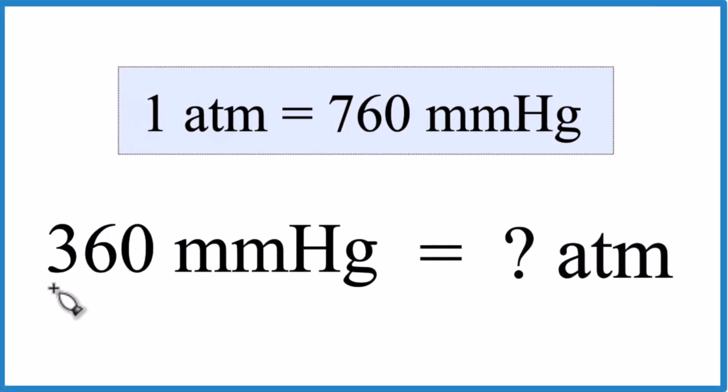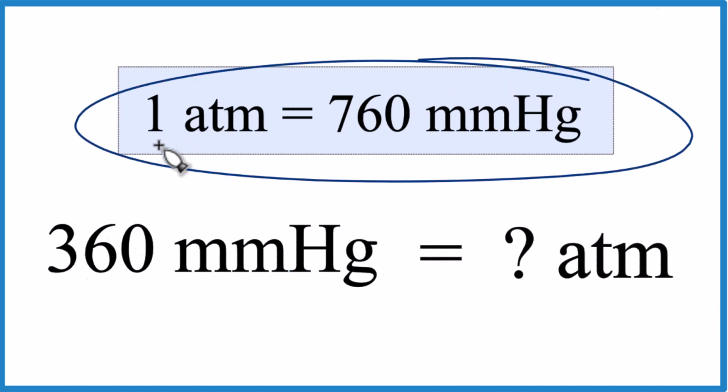Here's how you convert 360 millimeters of mercury to atmospheres. So to do this, we need a conversion factor. This is our conversion factor here. 1 atmosphere equals 760 millimeters of mercury.